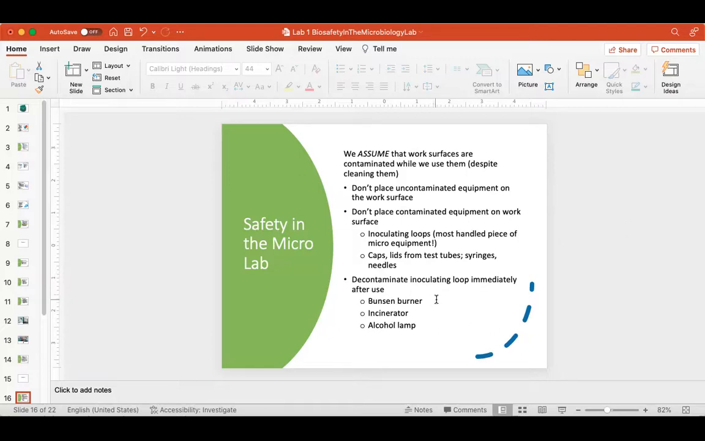We use, again, Bunsen burners for the sterilization purposes. We use these tools called incinerators. You can even find alcohol lamps in some laboratories. An alcohol lamp is a lamp that burns alcohol instead of burning natural gas. A Bunsen burner burns natural gas. An alcohol lamp burns alcohol. In both cases, you've got an open flame, and that's what is so hazardous. Incinerators don't use an open flame, but they are still hazardous because it's this little instrument that is very, very hot. So we have to be very careful not to accidentally touch the incinerator and burn ourselves.